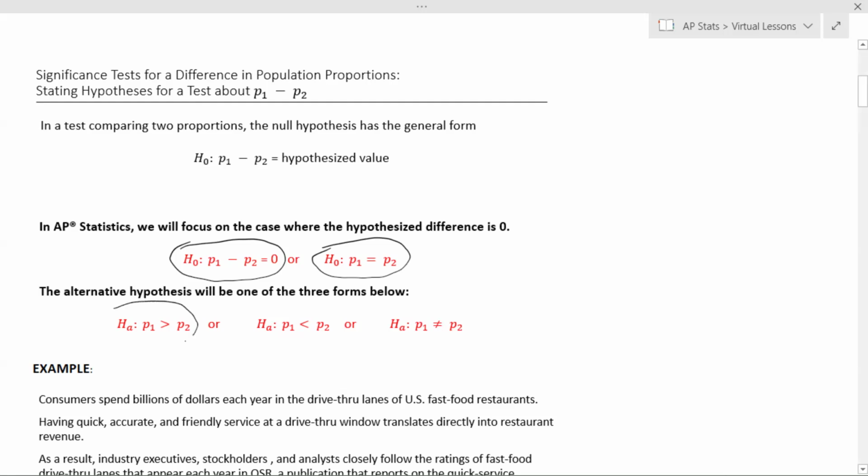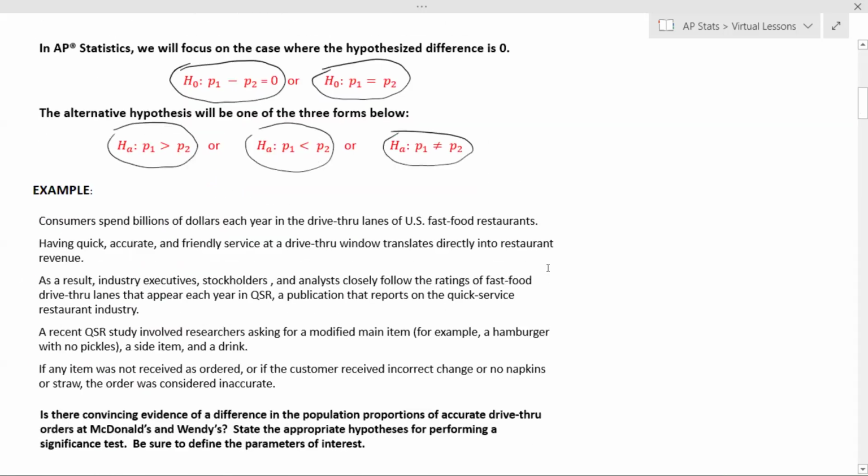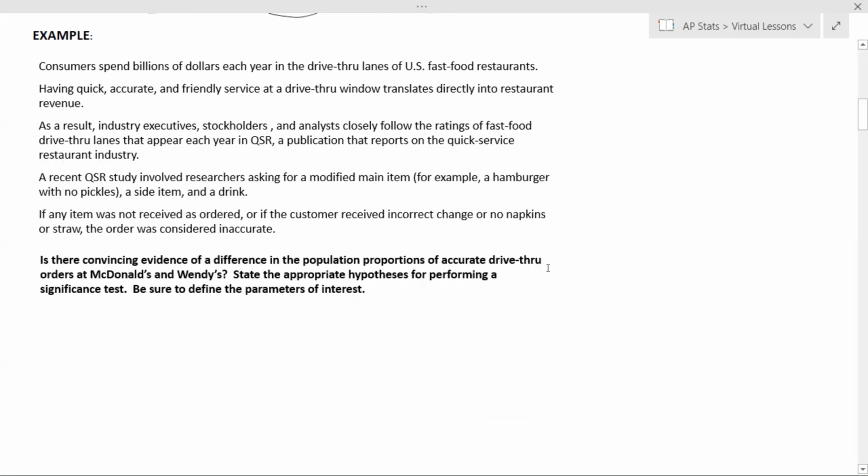P1 is greater than P2, or P1 is less than P2. So that's looking for a difference in one direction. And P1 not equal to P2 is looking for a difference in any direction. So let's take a look at an example.